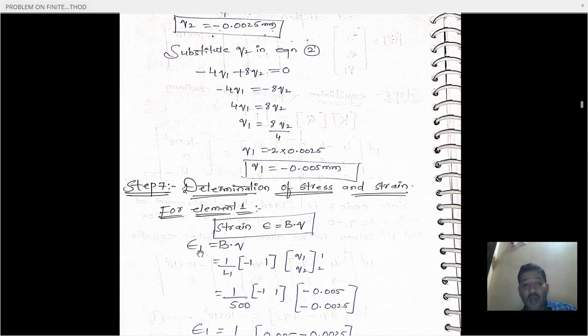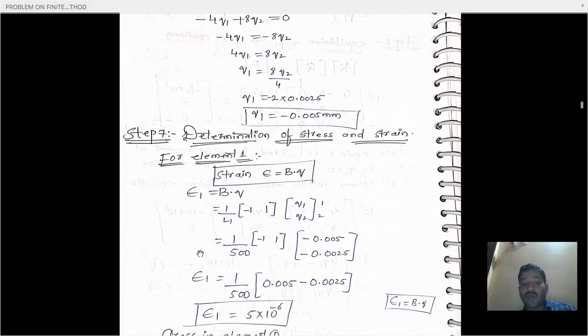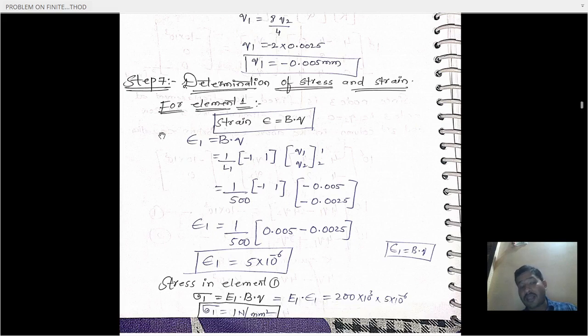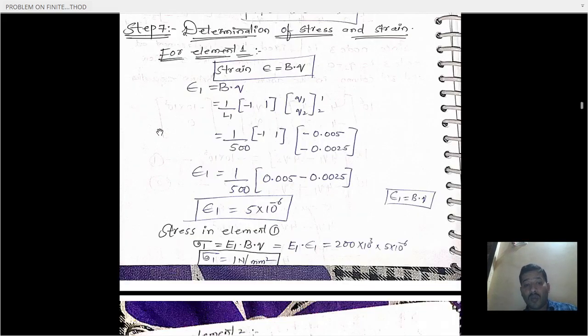After getting the values of q1 and q2, we need to find out the value of strain as well as the value of stress. That is important. After that, step number 7, determination of stress and strain. We need to find it for which element? For element number 1. So how many elements are there? Total 2 elements are there. For that reason, we need to follow the same step.